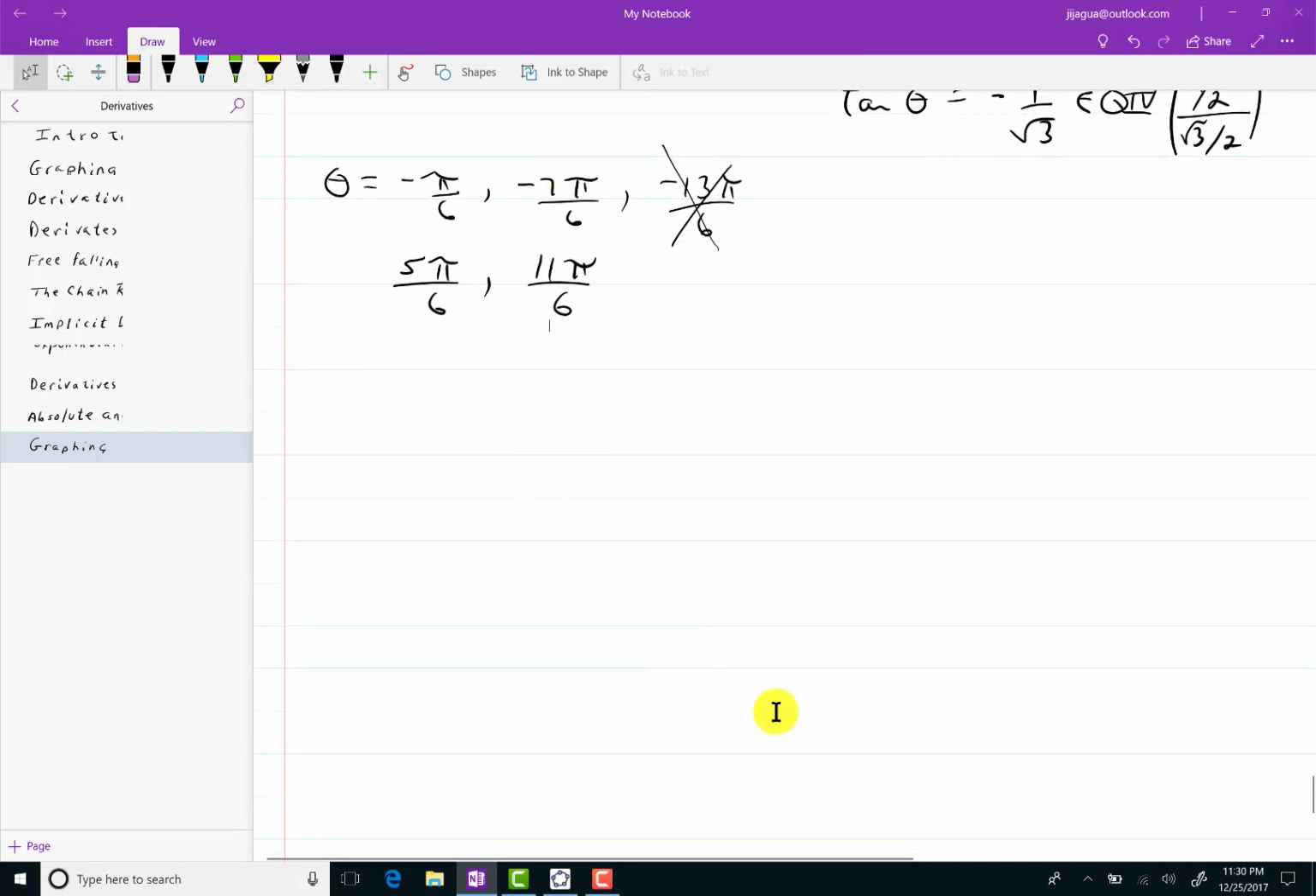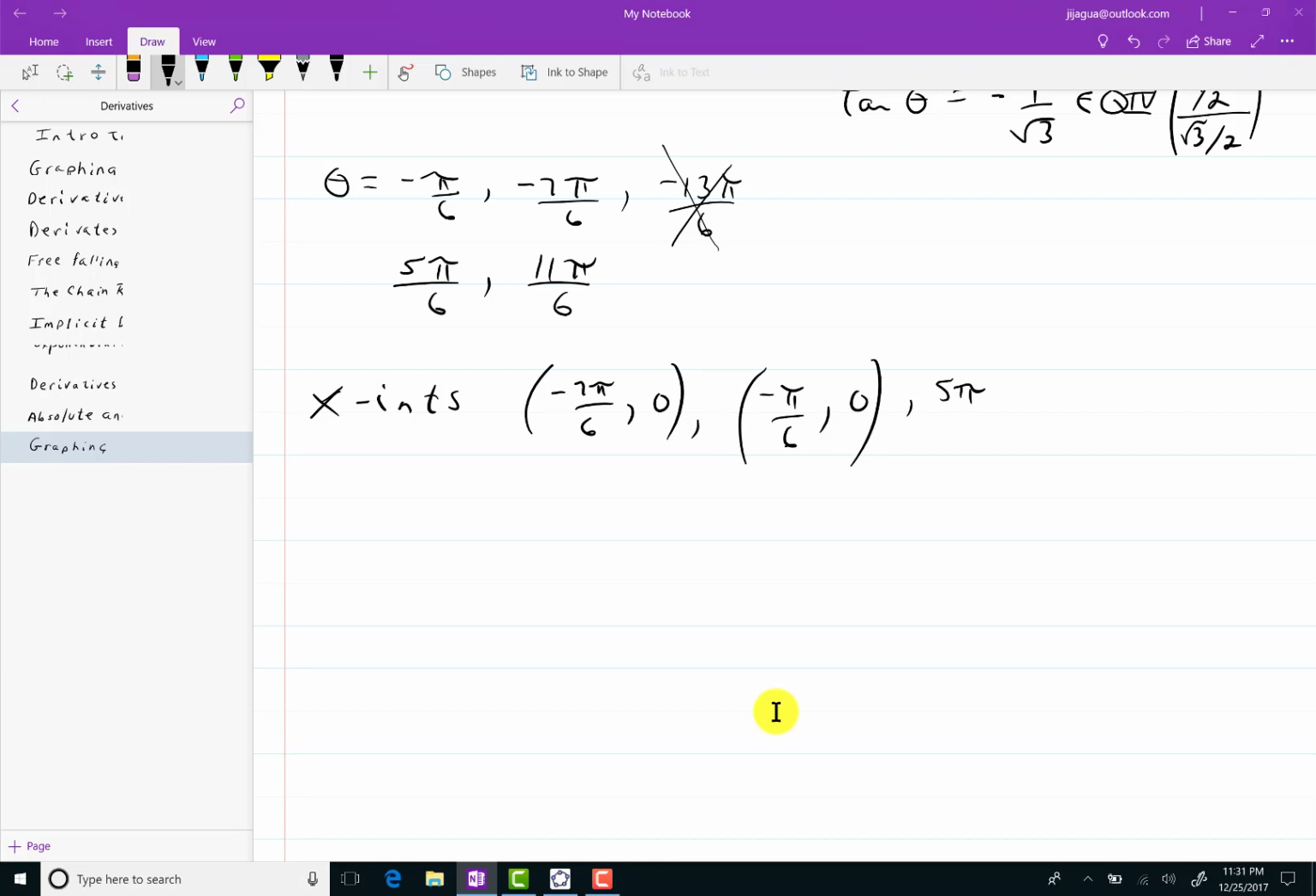So let me write these down. The intercepts, that's what I was finding here. They were, I'll put them in order too. Negative 7 pi over 6 comma 0. Negative pi over 6 comma 0. 5 pi over 6 comma 0. And then finally 11 pi over 6 comma 0. So those are x-intercepts.